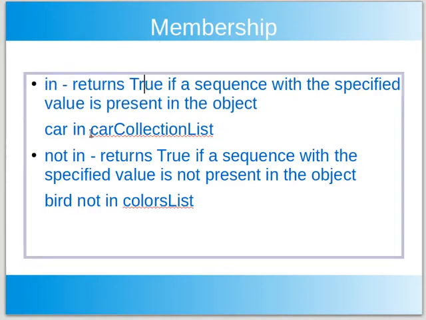Alright, so membership: in or not in. In returns true if a sequence with the specified value is present in the object. So for instance, car in car collection list or array, if you happen to have experience with that. If not, a future tutorial is covering lists and arrays. The same thing, just a different name depending on what language you're dealing with. Not in returns true if a sequence with the specified value is not present in the object. So bird not in colors list would return true, because a bird would probably not be in a list of colors.